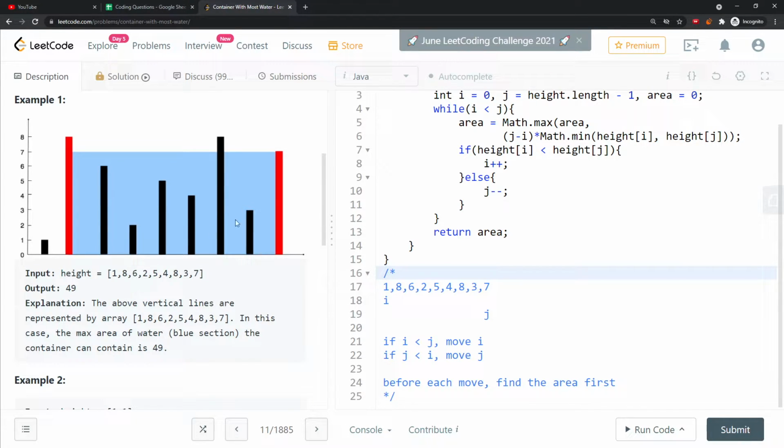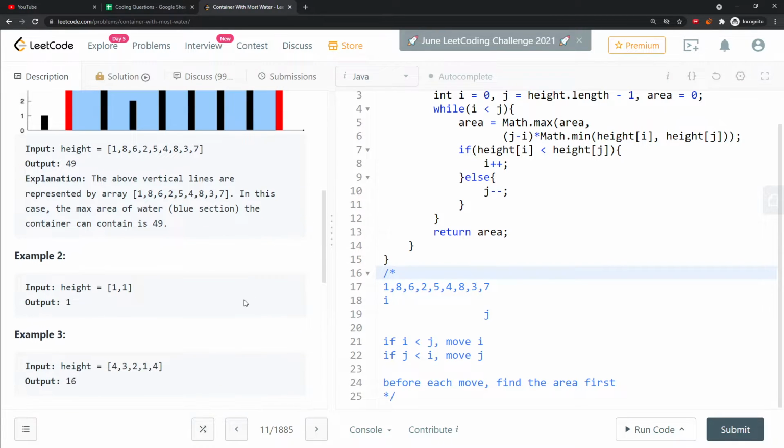So let's talk about 49. When I calculate the 49, I need to find out the height first. The height is the minimum between the two lines, 8 and 7, so it's 7. And the base is 7, because the last index is 8, and 8 minus 1 is 7. 7 times 7 is 49, and that would be your answer.